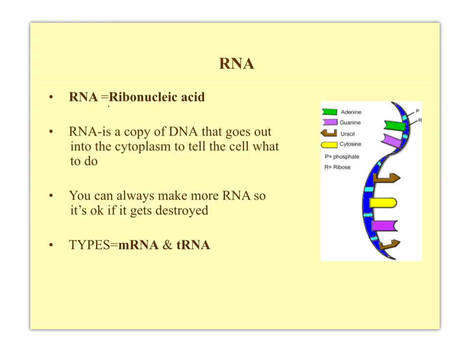RNA stands for ribonucleic acid. RNA is a copy of DNA that goes out into the cytoplasm to tell the cell what to do. You can always make more RNA, so it's okay if it gets destroyed. We are going to learn two different types of RNA that will be used with protein synthesis: mRNA and tRNA. Now, if you look at this diagram over here, you can notice some differences between our DNA molecule and this messenger RNA molecule. Right now, I want you to jot down a few differences that you notice just by looking at this diagram.